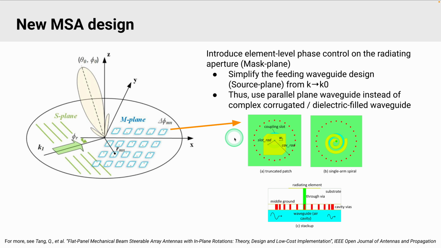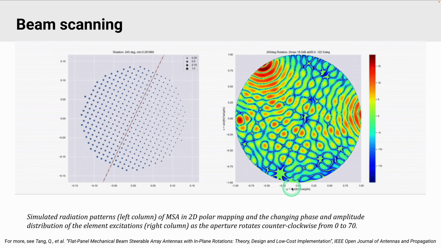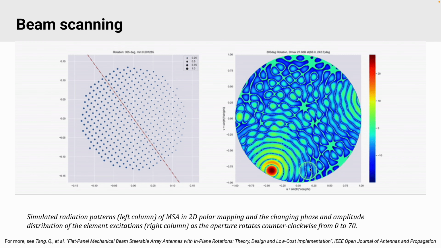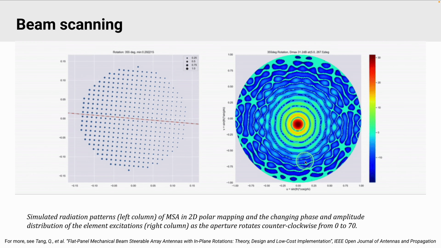Therefore, we introduced additional element-level phase control on the radiating aperture, or the mask layer. This design approach reduces the need for complex dielectric or corrugated waveguide design, and instead uses only simple, low-cost sheet metals, resulting in more cost-effective and straightforward designs. Here is a simulation of the new MSA beam scanning performance, showing how we can control and steer the beam.